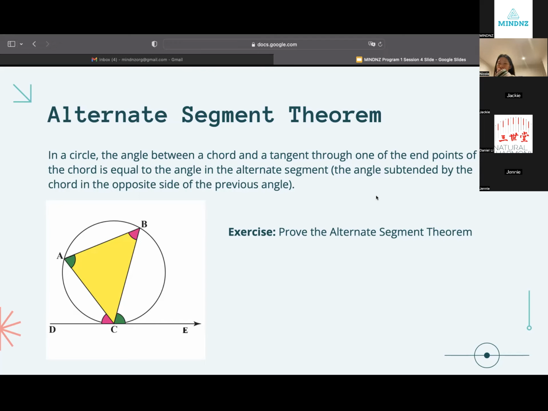So we have the pink angles, they're equal, and the green angles, they're equal. So can someone try to prove this for me? If anyone already knows, feel free to share. If not, how about we take 3 minutes to try to figure it out.